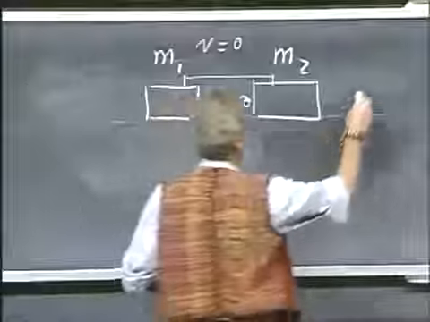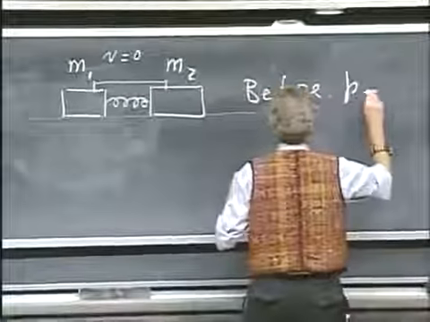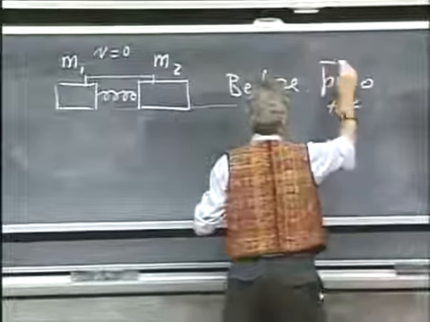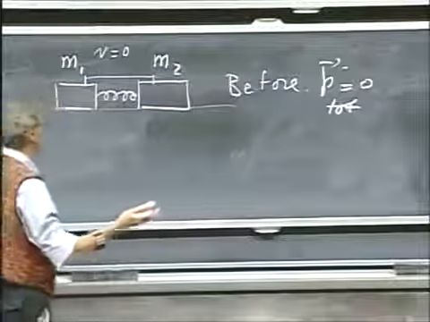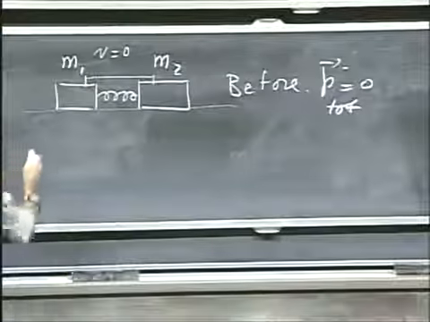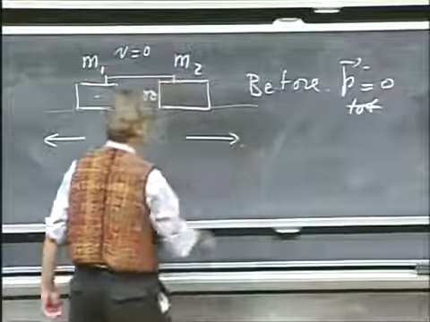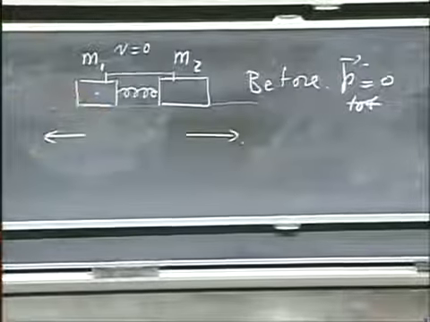This is the situation before. Momentum before is 0. Total momentum afterwards will also be 0. It's identical to what I did there. And so this object will fly in this direction, and this object will fly in that direction.